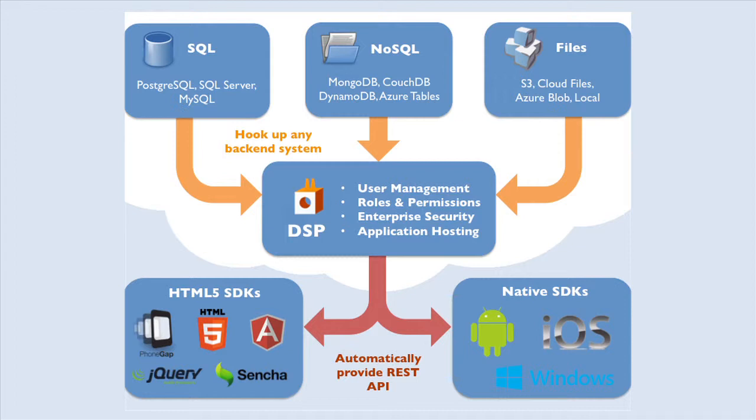NoSQL, so MongoDB is a very popular one, but we support CouchDB, Azure Tables, DynamoDB, we'll do Cassandra, and a bunch of other ones, but these are the big ones that we're supporting out of the gate now. And then files. So there's a file storage system that you can access in Dream Factory, or you can go out to S3 or other data sources that have file storage. There are various different providers, OpenStack, Rackspace, and so forth. We support a bunch of them.